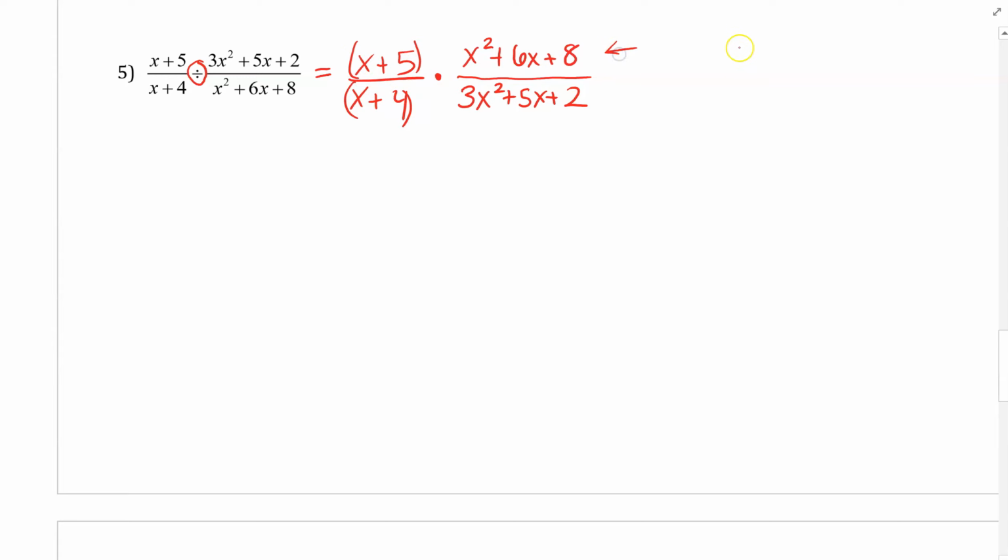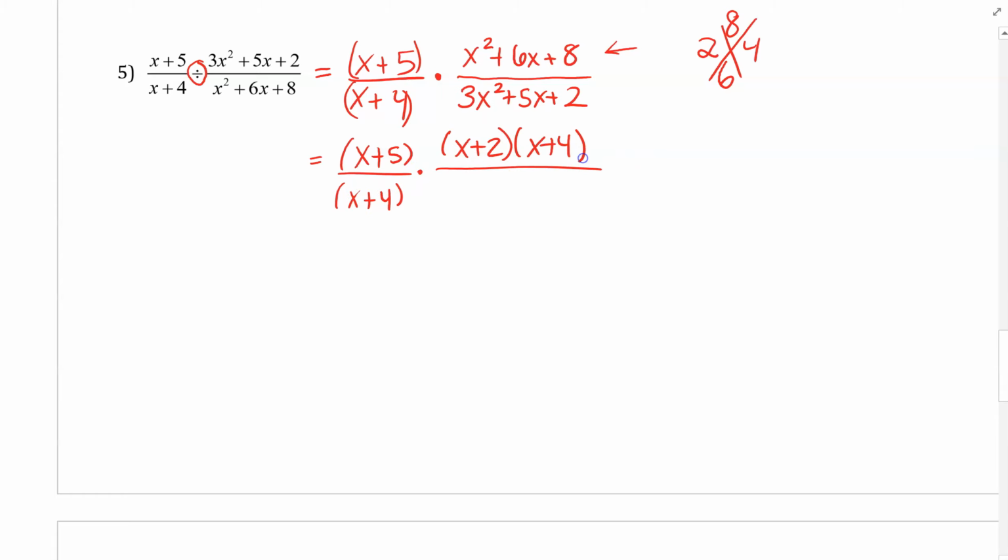So the x squared plus 6x plus 8, I just need two numbers that multiply to 8 and add to 6, which are 2 and 4. So then the numerator of that fraction factors into x plus 2 times x plus 4. And then for the denominator, I'll do that over here. So for this guy, I look at the 3, I multiply it to the 2, and that gives me a 6.